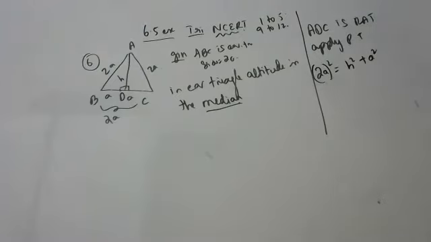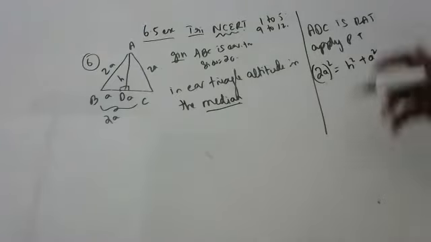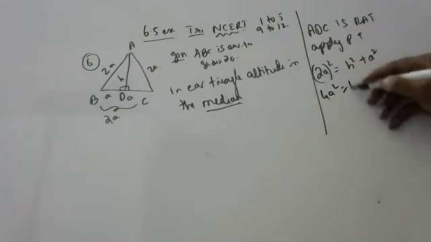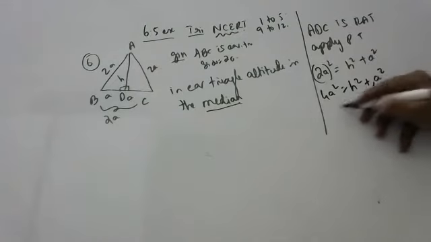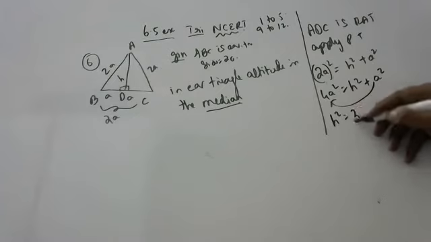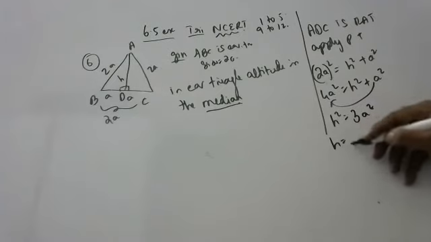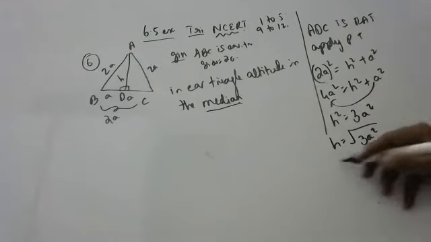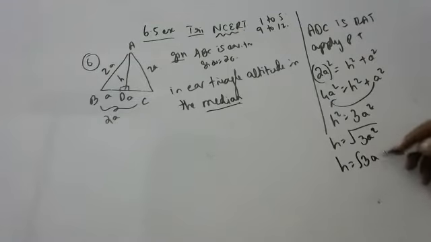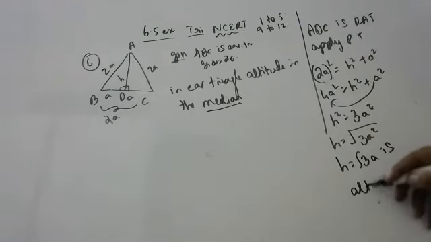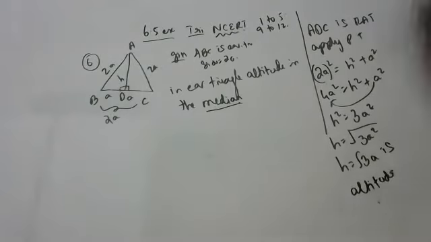Okay, one second. Yes, children. Now what happens? 4a squared is equal to h squared plus a squared. So 3a squared is equal to h squared. h is equal to root of 3a squared, so h is equal to root 3 a. Root 3 a is the altitude, children.